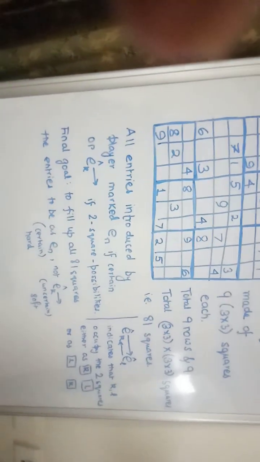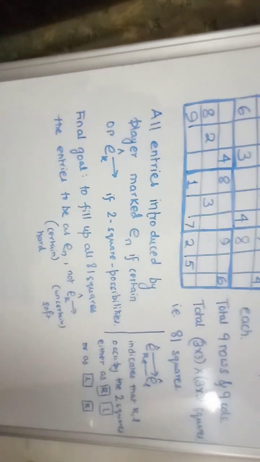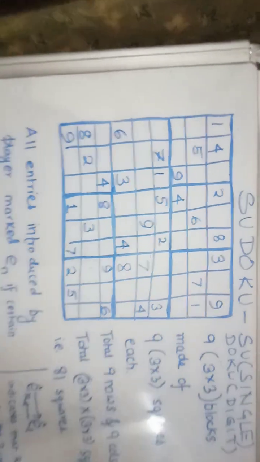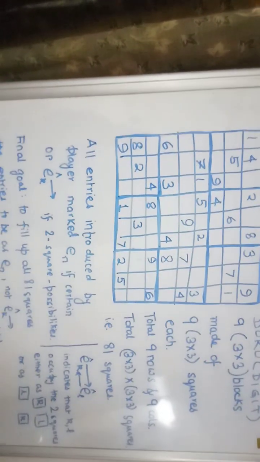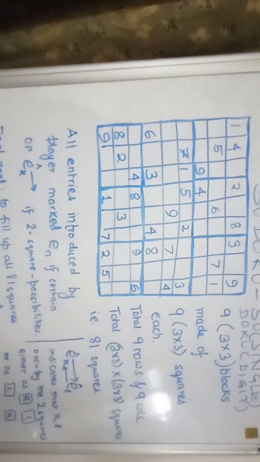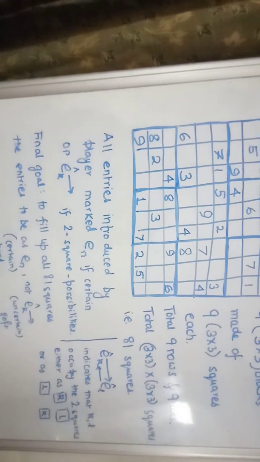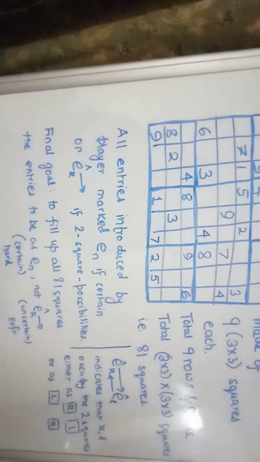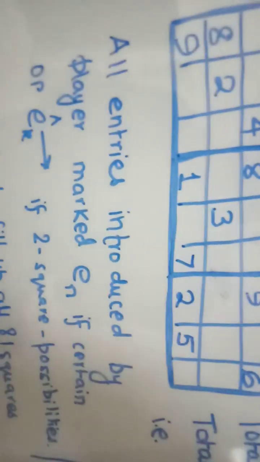So while playing, we have certain rules for ourselves. So as you can see, there are certain numbers which are kept here. Now we will introduce our own numbers. Let's call those numbers that we introduce as entries. Now all entries that we introduce will be marked by this form, En. For example, if you are introducing a number 6, it will be E6, if we are sure that the 6 must go exactly there.